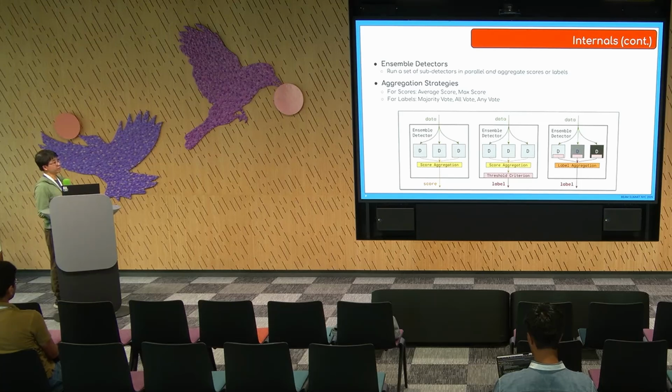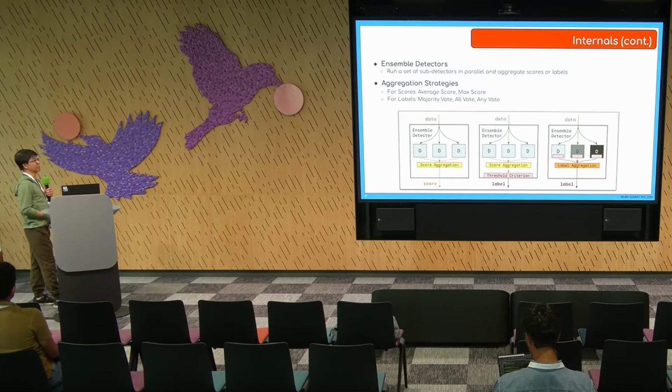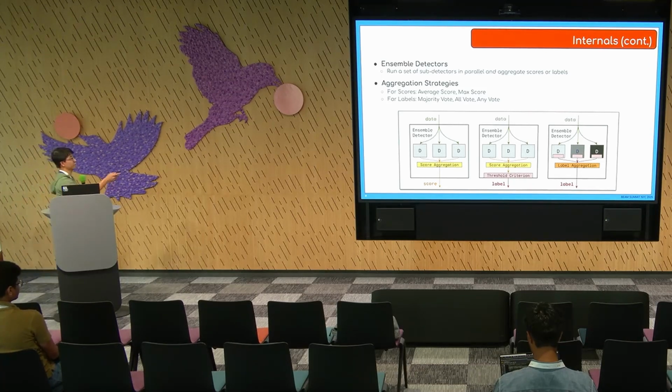There are actually three usage patterns for these ensemble detectors, and I have shown them in the three small pictures here. In the first picture, I want to show the case where the sub-detectors are homogeneous, meaning that all the sub-detectors are running the same method, which means that combining their score outputs is very meaningful. That's why we have a score aggregation here. In the second scenario, if what we want is the final labels, we can add the threshold criteria to get the label.